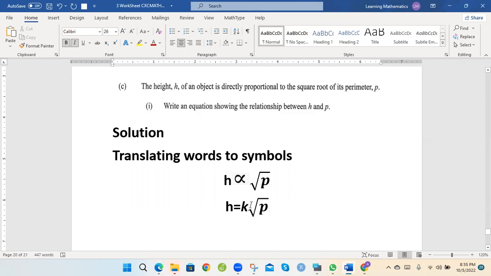And this is the equation showing the relationship between h and p. Starting with the proportionality symbol, you remove it and replace it with an equal sign and the constant k. So as the square root of p increases, h increases also by that constant, if you want to put it that way. Okay, so this is the equation that they are looking for.